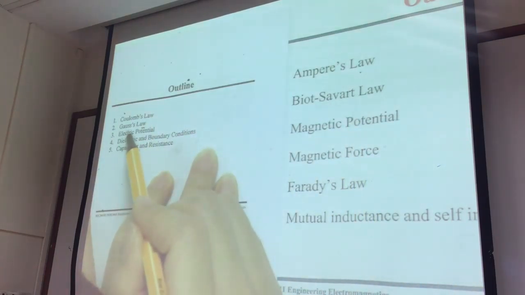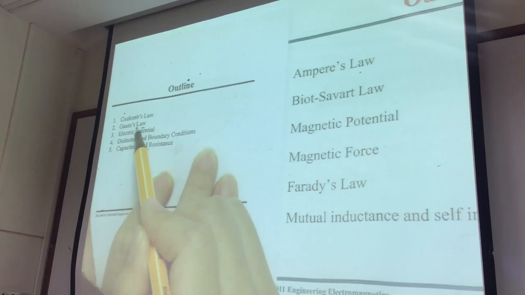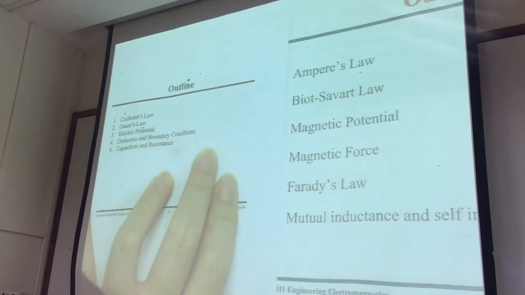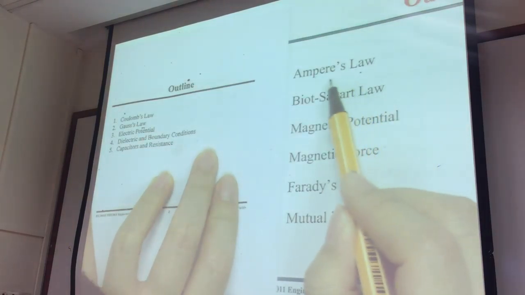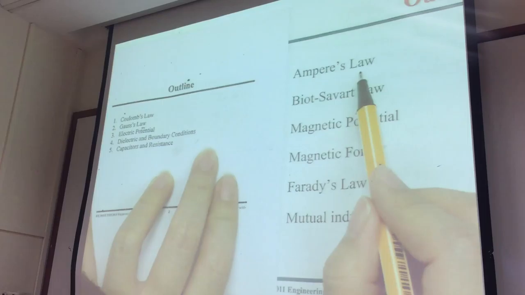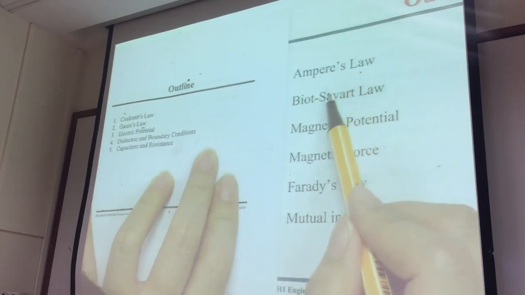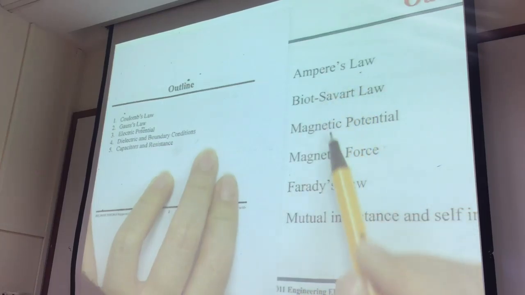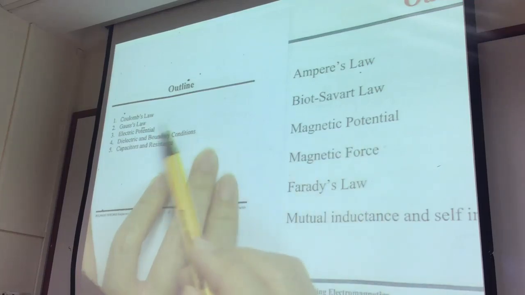Like what we mentioned, Gauss's law needs to have a certain symmetry, right? If the symmetry is not there, then we need to apply Coulomb's law. Similarly for this one, we need symmetry to apply Ampere's law. If the symmetry is gone, then we need to apply the Biot-Savart law. Magnetic potential, we have electric potential.